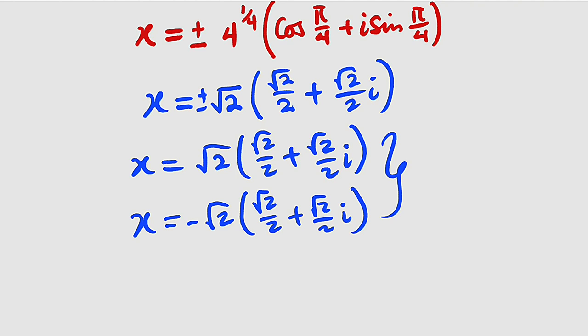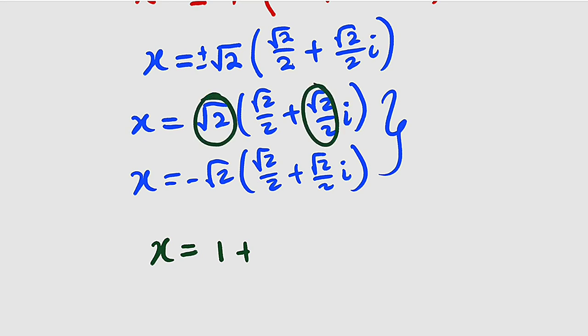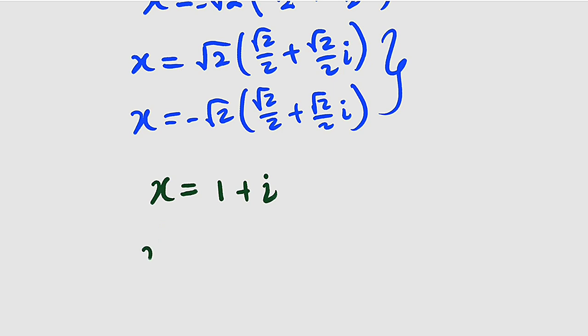Let's simplify them. The first one, if you take this, you multiply by this, you're going to obtain 1. So x equal to 1 plus. If you take this again, you multiply by this, you're going to obtain 1 times i is i. So we have 1 plus i. Then the second one, x equal to, you take this, you multiply by this, you're going to obtain negative 1. We have negative 1. Then minus plus is minus again. This time this will give us 1 times i is i. So we have minus i.